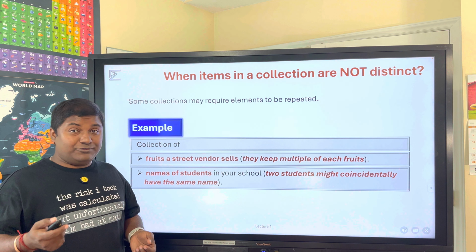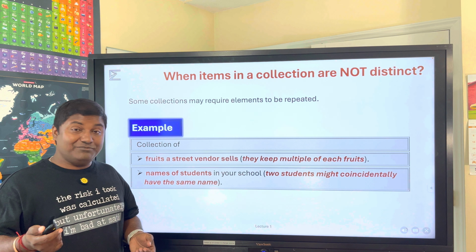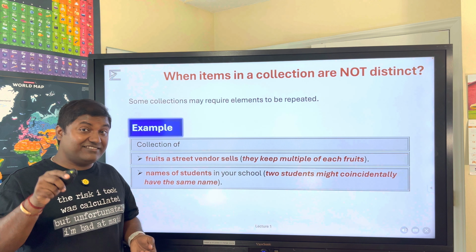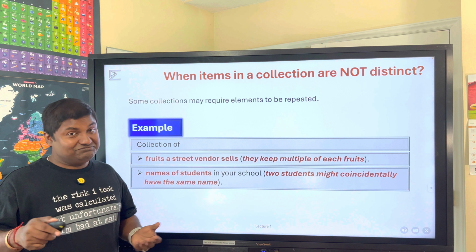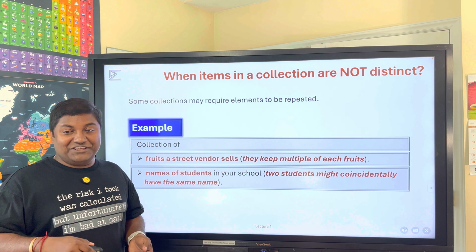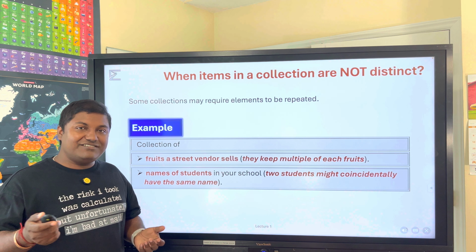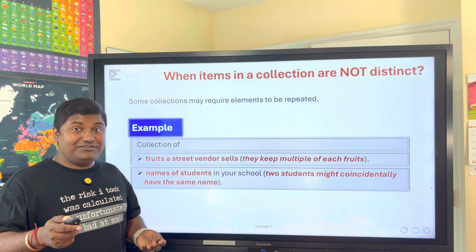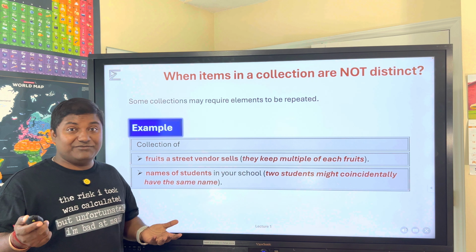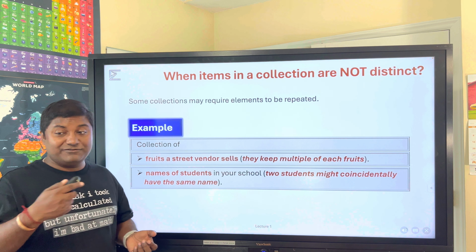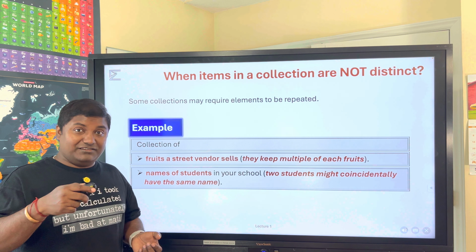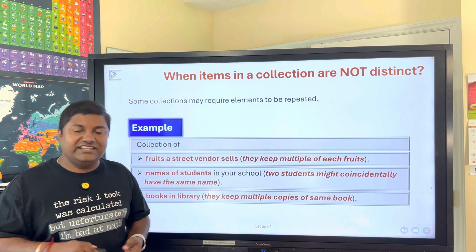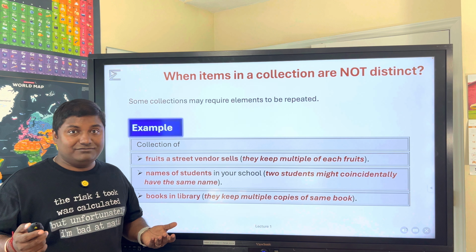Another, I don't know about you guys, but in my school, specifically in my class, two of my friends had exactly the same first and last name. So if we consider the collection of names of students in your school, it is highly likely that two students may have the same name, right? So if we create a collection of names of students, then some of the elements, that means the names, may be repeated.